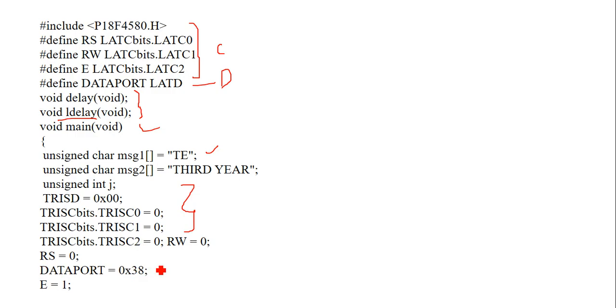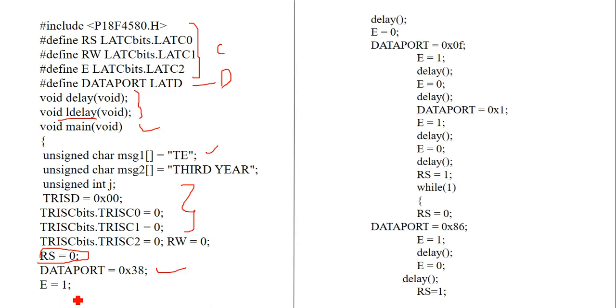Now I am sending a command. So RS is equal to 0. When you are sending a command, then RS is equal to 0. Make it 0, that means you are sending a command. That command will be stored into the command register. Now latch it by using enable is equal to 1. Then wait for some time and release it. Then put 0F, enable it. Then put 01, clear the screen.